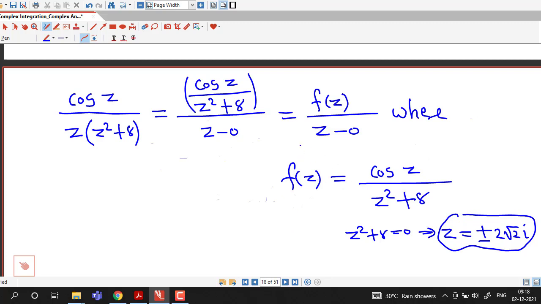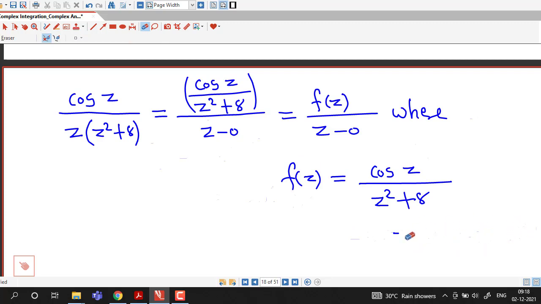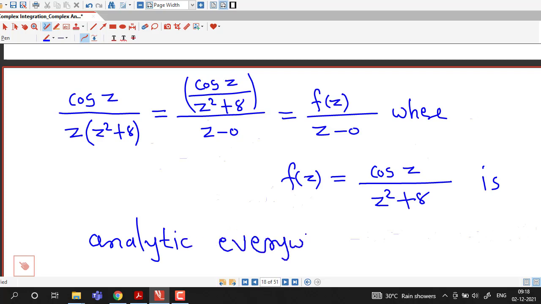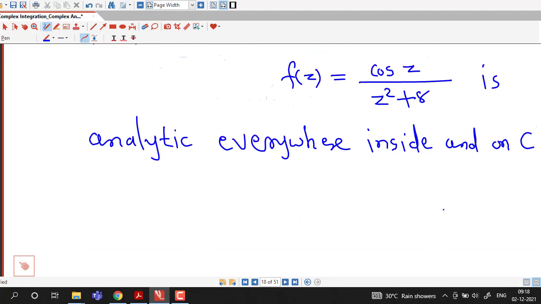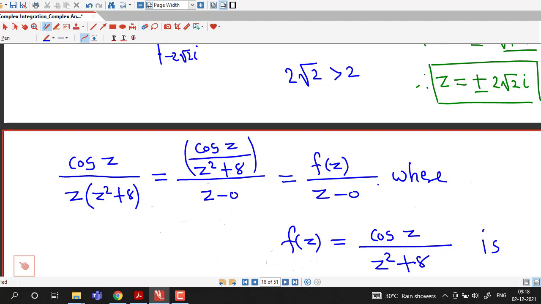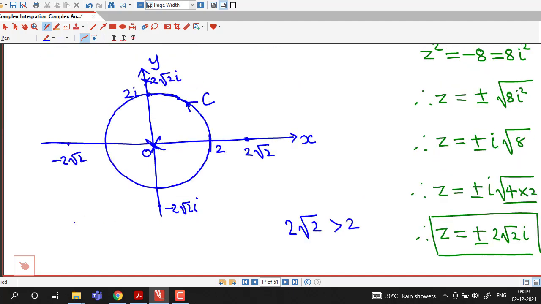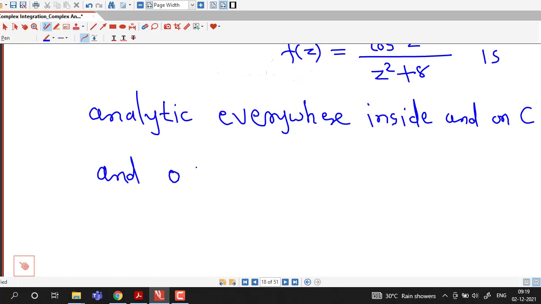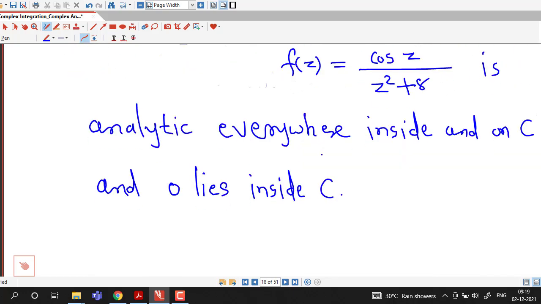So we can say that this f of z equal to cos z over z square plus 8 is analytic everywhere inside and on C, which is mod z equal to 2, and we can observe that this 0 lies inside C. So we have written our function as f of z over z minus 0, where f of z is analytic everywhere inside and on this simple closed contour C, and this point 0 lies inside C. So we can apply Cauchy integral formula.